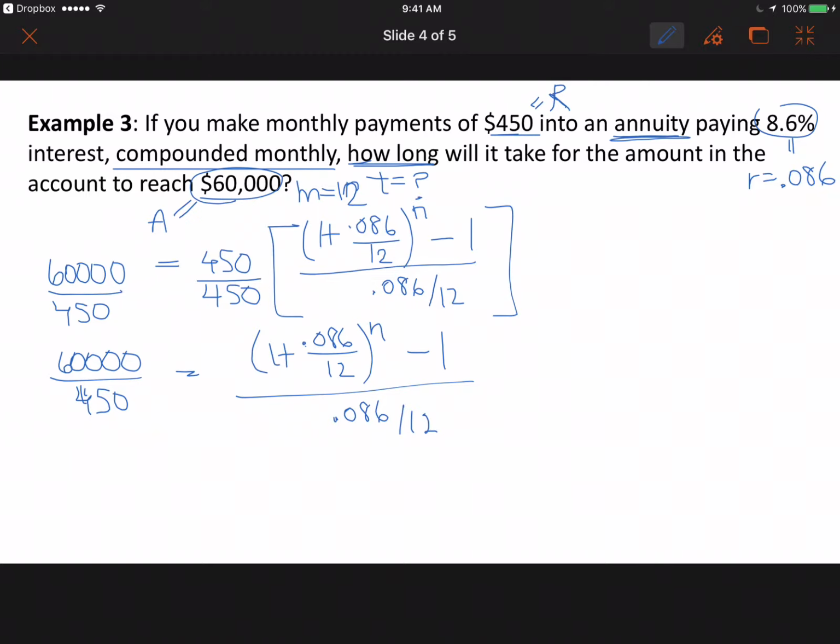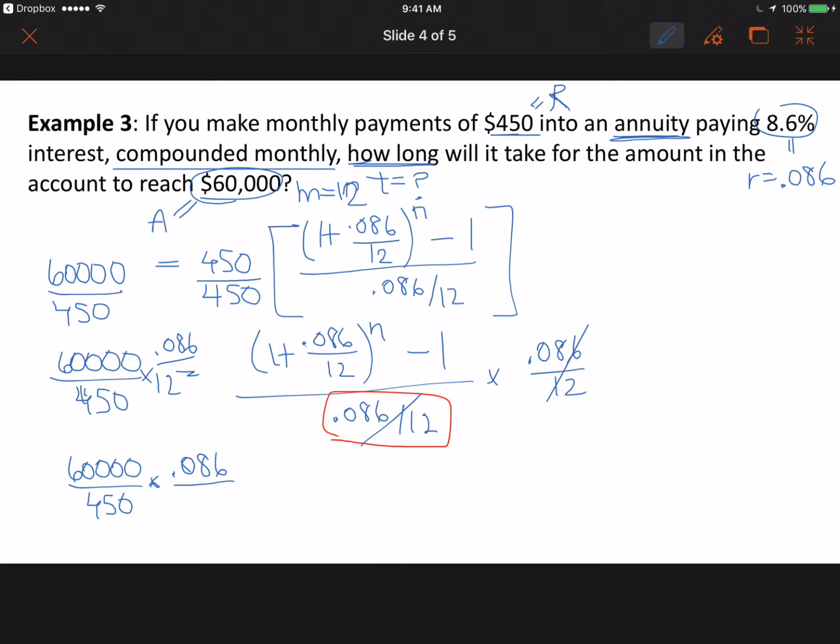Now the next thing in the way is this denominator right here. And so to remove the denominator, we're going to multiply by it on both sides. Okay, so I'm going to multiply by 0.086 divided by 12. It cancels on the right. Okay, so on the left I have 60,000 divided by 450 times 0.086 over 12 equals 1 plus 0.086 over 12 to the N minus 1.